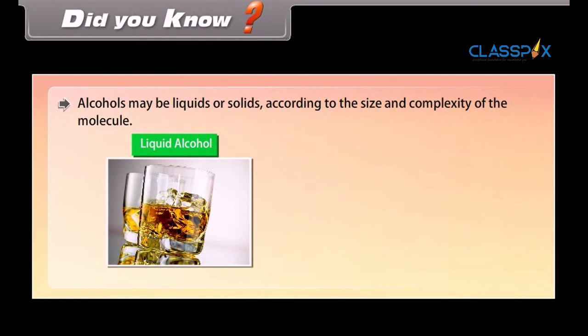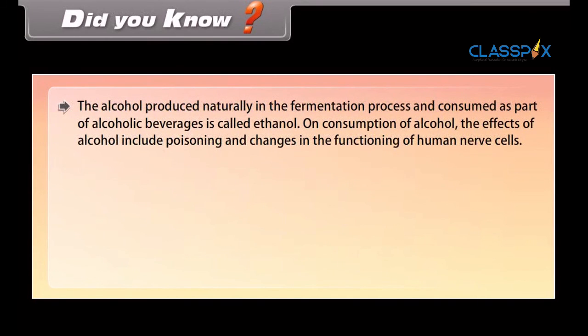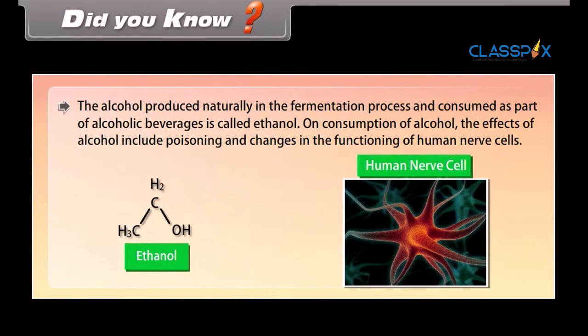Did you know? Alcohols may be liquids or solids according to the size and complexity of the molecule. The alcohol produced naturally in the fermentation process and consumed as part of alcoholic beverages is called ethanol. The effects of consuming alcohol include poisoning and changes in the functioning of human nerve cells.